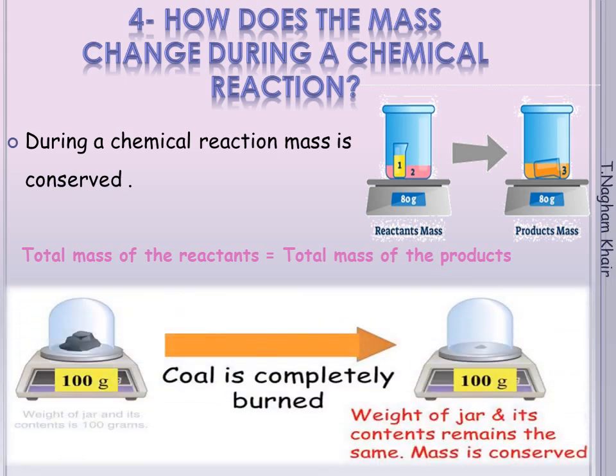For example, if we are burning coal whose mass is 100 grams and we don't let the gas go out, we are collecting the gas, then the mass will remain 100 grams. Why? Because the total mass of the reactants is equal to the total mass of the products.